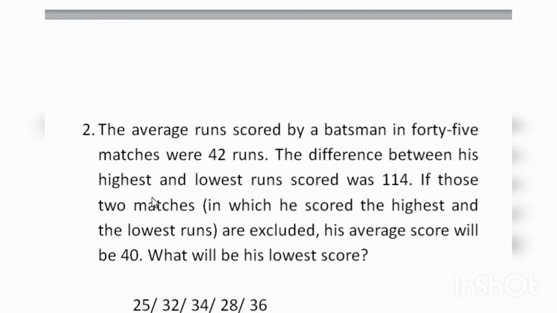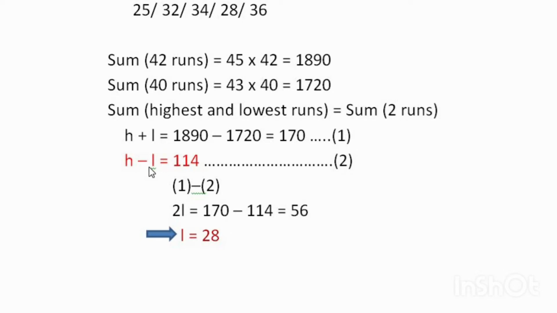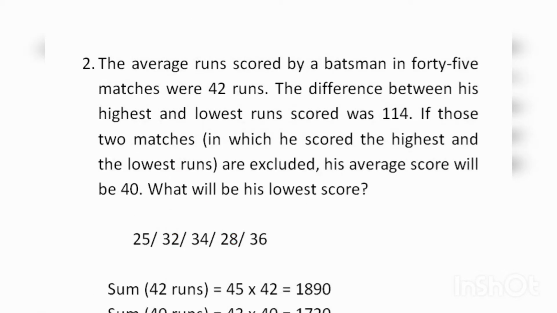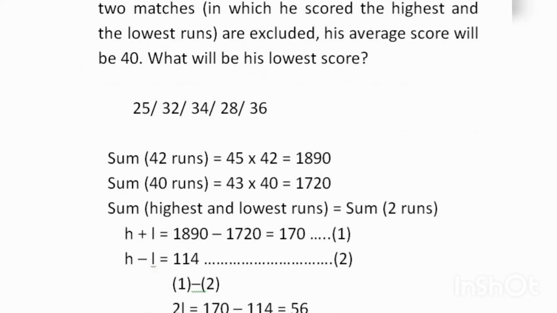Now, the difference between his highest and lowest runs scored was 114. Let his highest score be H and lowest score be L, then H − L, the difference, is equal to 114. If those two matches, his highest match and the lowest match, are excluded, his average score will be 40. The sum of runs we got is 45 × 42, which is equal to 1890.